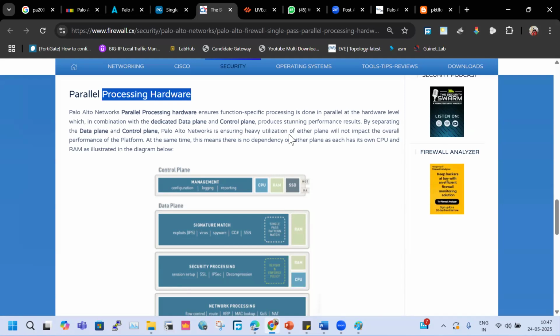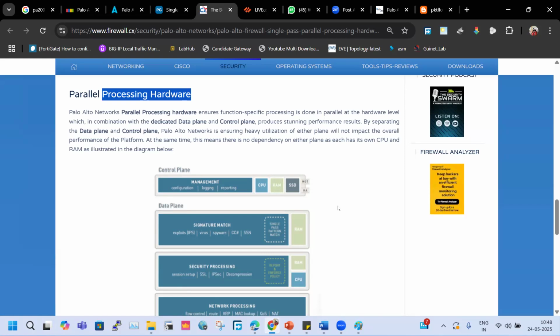We have seen the further classification of the data plane as well, right? So what is the advantage of having a dedicated control plane and data plane here? Suppose you are under any attack, like a DoS attack on your control plane, and you are not able to access your firewall. In that case, your traffic will not be hampered, right?